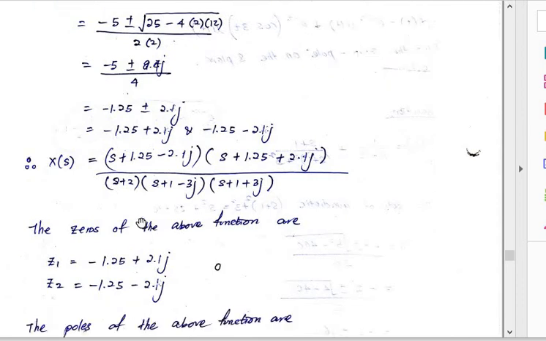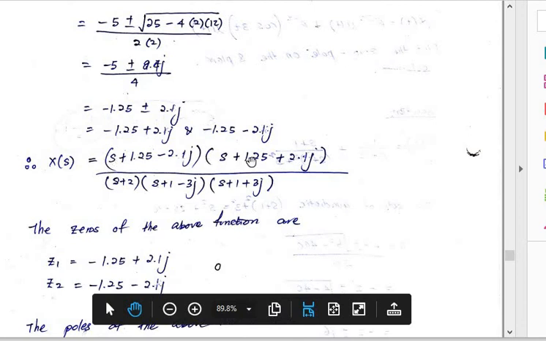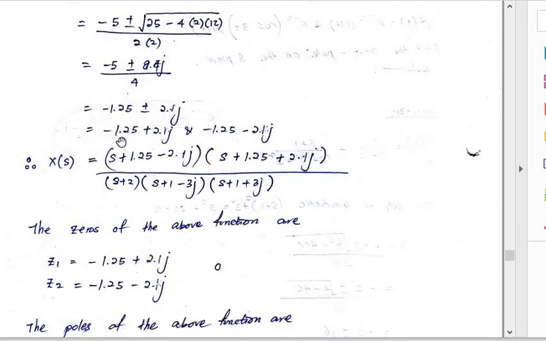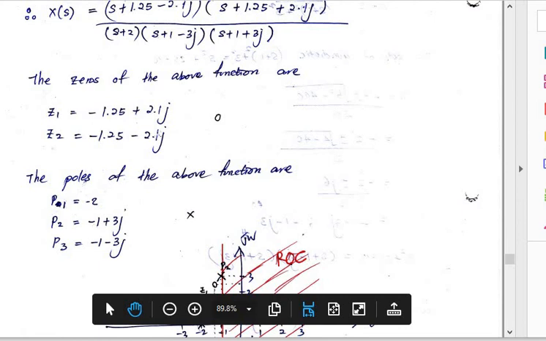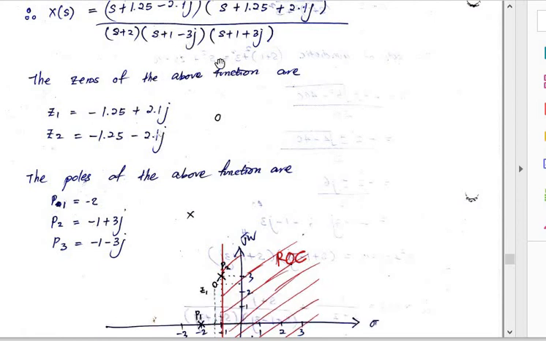So the zeros here, we look at the upper part, the numerator part. The zeros we get are negative 1.25 plus 2.1j, and negative 1.25 minus 2.1j. That is the zeros for the numerator. The denominator is everything here at the lower part. For the poles, we have minus 2, and we have negative 1 plus 3j and negative 1 minus 3j.